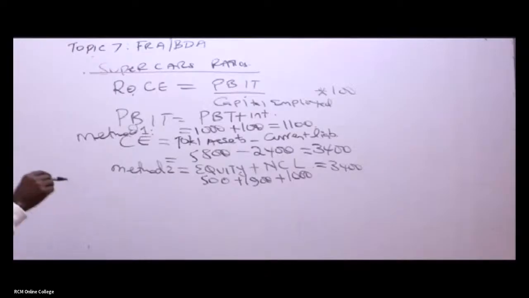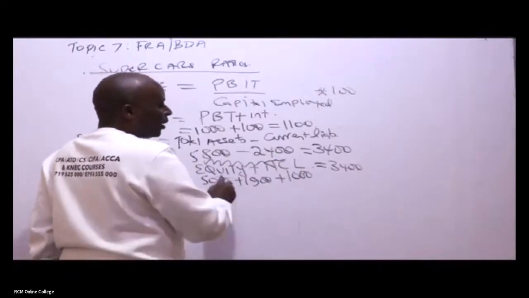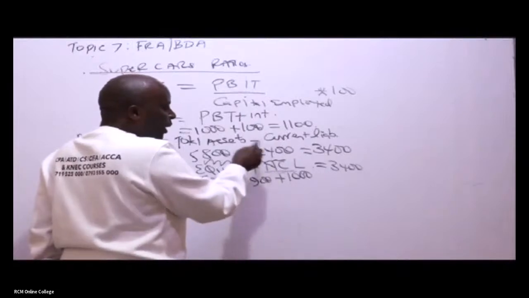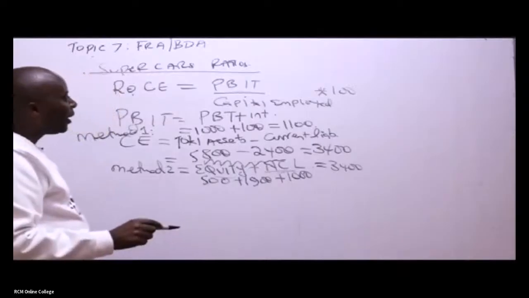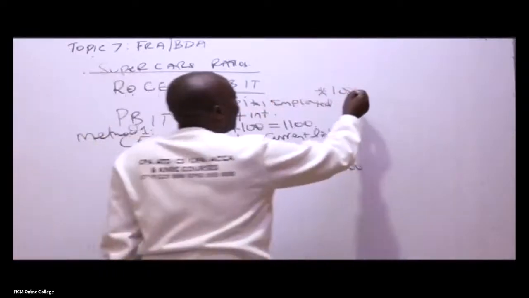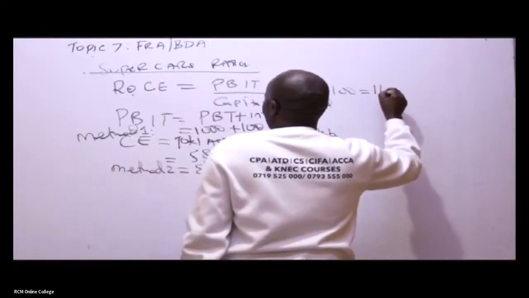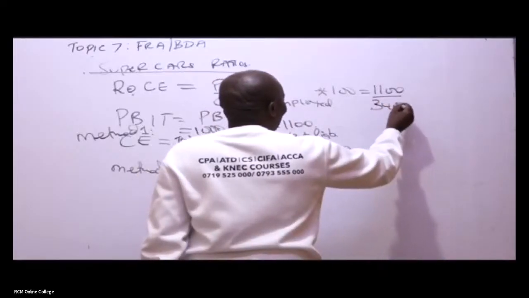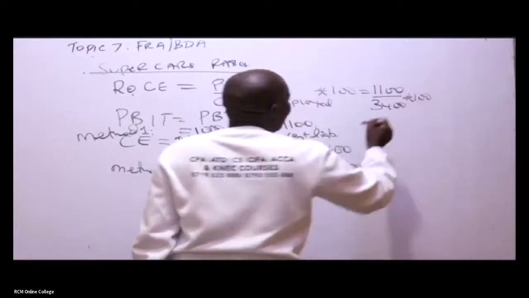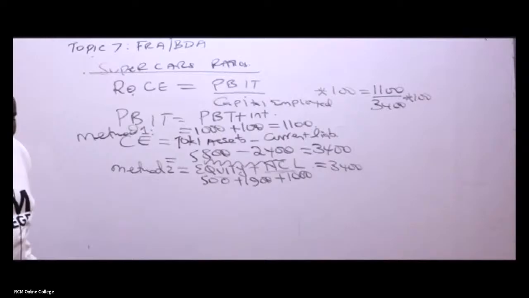Method 2, you take equity, because we are looking at the long-term source of finance. This is permanent. We don't bring in current liabilities. That's why we deduct current liabilities from total assets in method 1. And then you can come back and substitute here. So the PBIT is 1,100 over 3,400 as capital employed, times 100. That will end up giving us what percentage? 32.35.